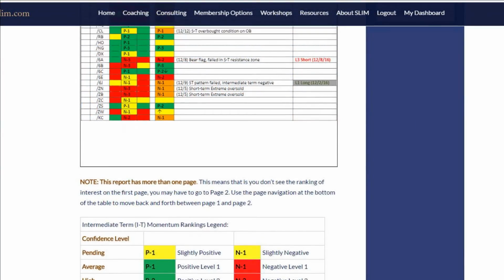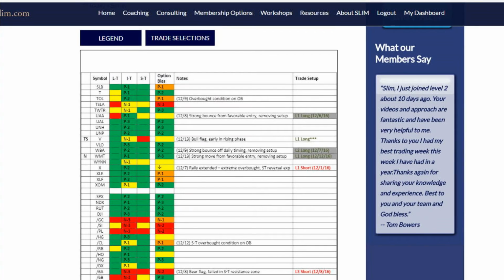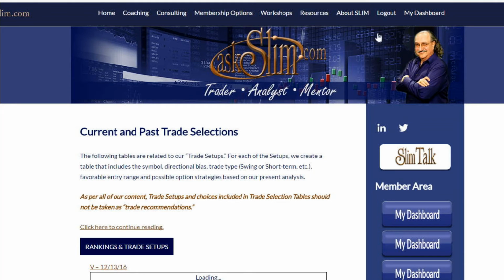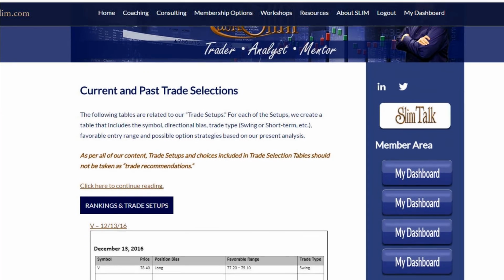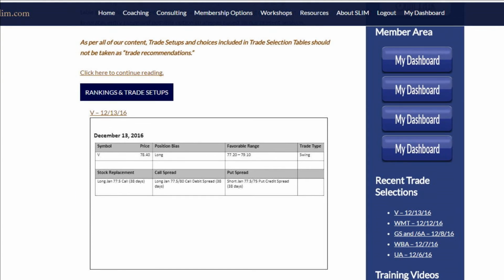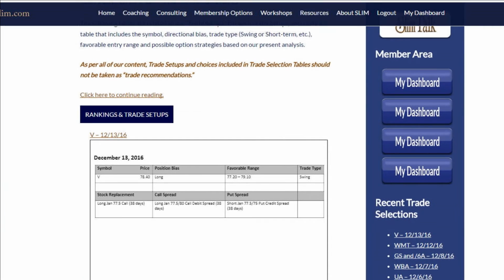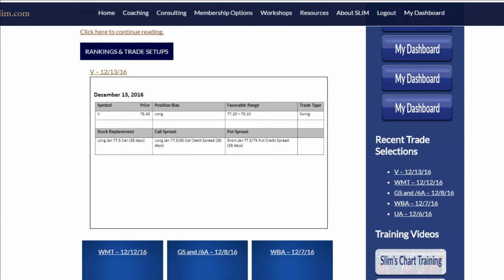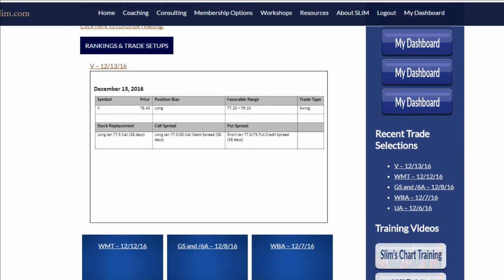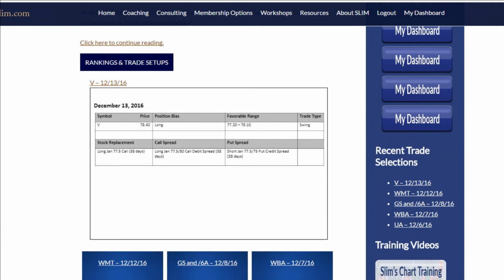So let's go back to the rankings and setups right here, and back to looking at the fact that we have a level 1 long trade setup for today. And then what we do is we go to our trade selection. Right up here on the top, I'm going to click on trade selection, and it's going to take you into our current and past trade selection page, which is right here. So what we have here is today's trade selection, and down over here, these blue tiles that you see are past trade selections, so you can refer to them after we put them in.